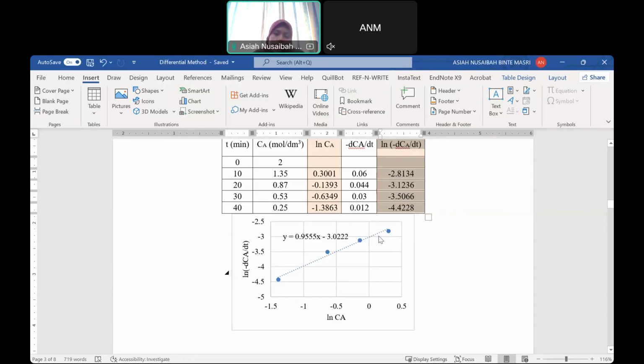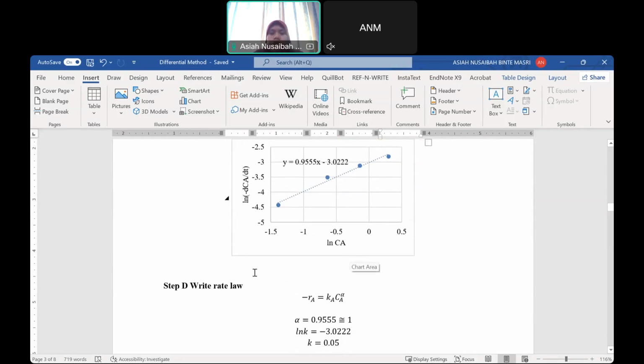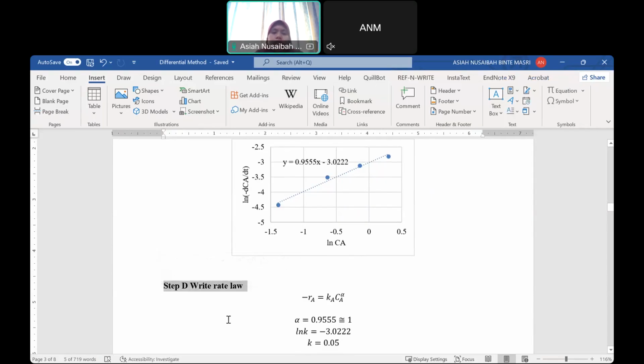But for you, what you can do is find the slope by simply calculating the difference in the y-axis over the difference in the x-axis, and you can get the slope. And for the intercept, you can simply find the value at the intercept of your graph. Hence, we can go to the final step, step D, where you have to write the rate law.